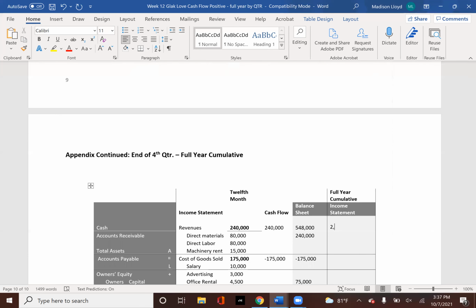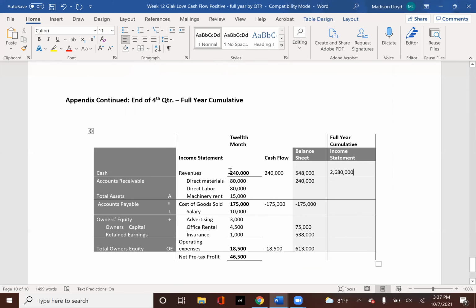Okay. So we took our revenues from all 12 months and we added them together. But because 10 of the months were the exact same values, we just multiplied 240,000 times 10 months and then just went up to the first and second month and added those revenues to our total.